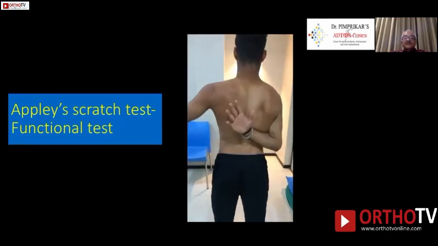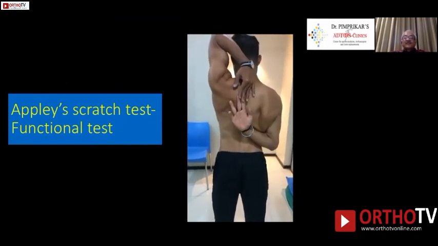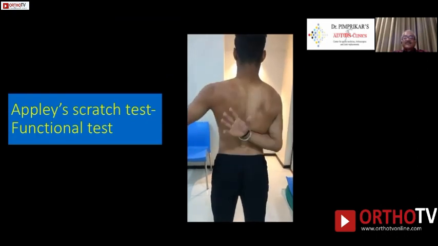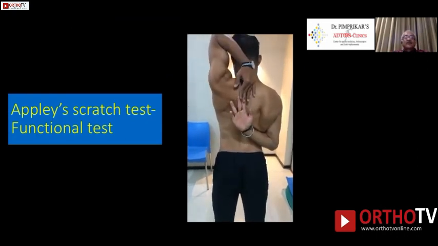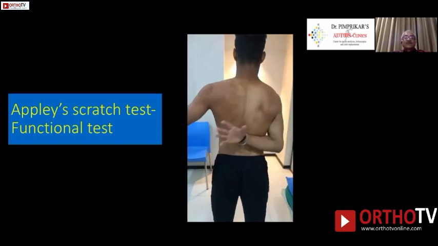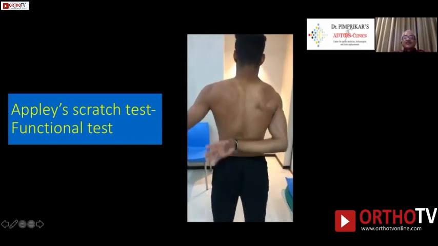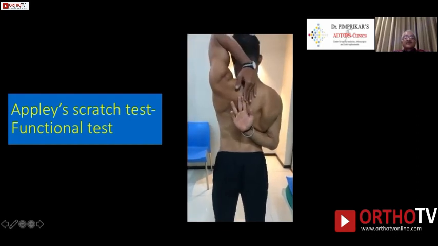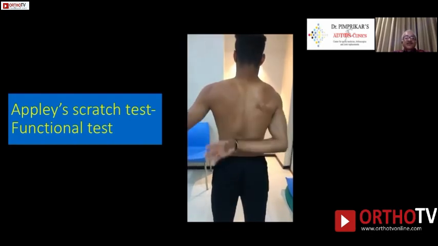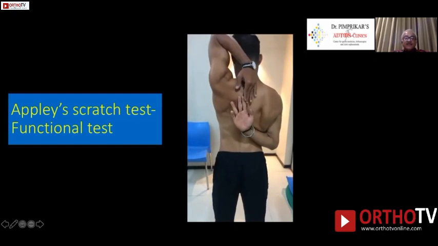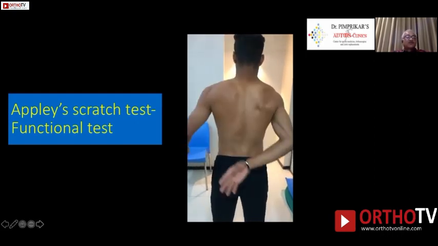And in this situation, it is often seen that on the dominant side, the range of motion is less as compared to the non-dominant side, although that does not signify any disease. But the smoothness of this movement which is done by the patient would probably suggest a good shoulder dynamics and a good shoulder functional control.